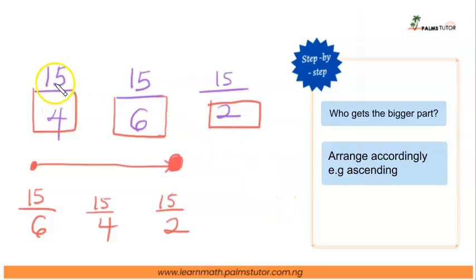That's because when you're dividing something, the same thing, into different numbers of parts, the more places you have to divide it, the smaller that part. So that's the way to think about it when you're comparing fractions with the same numerator.